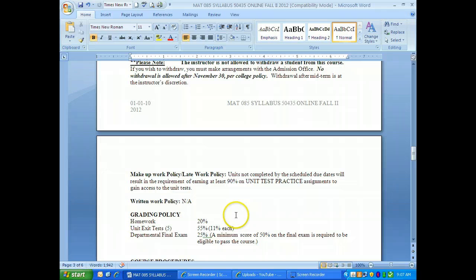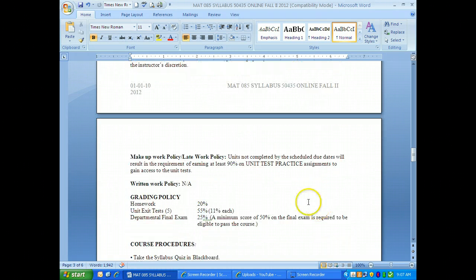Makeup work, late work. We do have due dates for each unit. The punishment for missing due dates is extra assignments will be required to complete in order for you to have access to the unit test. So those will be called unit test practice, and it also requires a 9%. So if you miss a due date, your punishment is to do the unit test practice. You must make at least 9% on those before you can access the unit test.